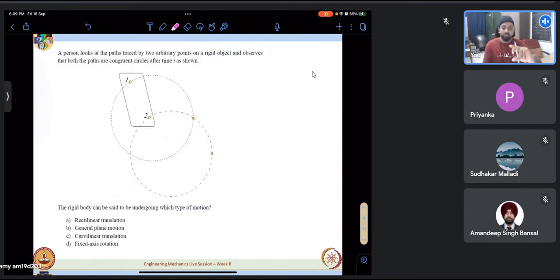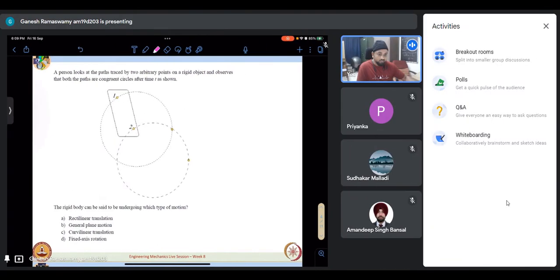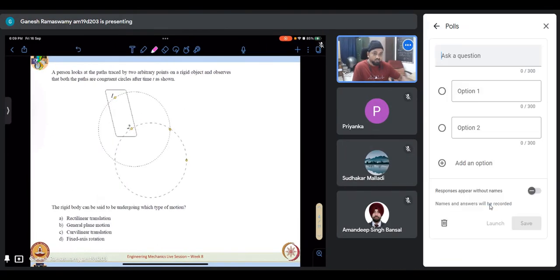So when the person sees it, it makes a movement like that, and he has just in the mind traced the path of both the points, and it comes out as congruent circles, that is of equal radius. So the rigid body can be said to be having which type of motion here, whether it is having rectilinear translation, general plane motion, curvilinear translation, or fixed axis rotation. So I'll just create a poll.